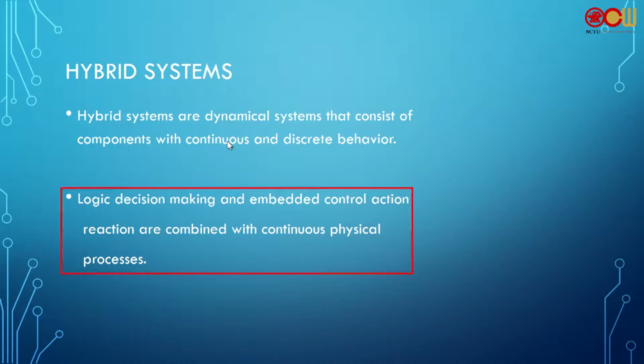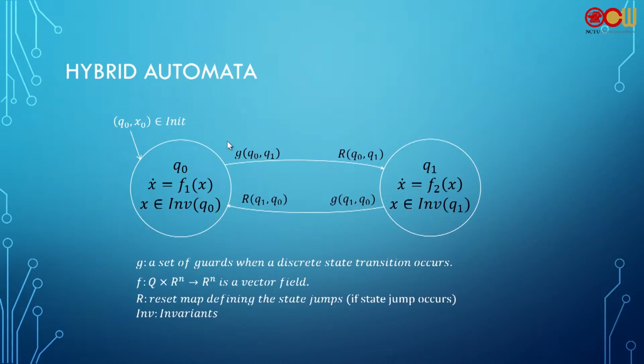There are some logic, decision making, and embedded control actions or reactions that are combined in the continuous physical process. The continuous physical process means the continuous dynamics. This logic decision making is discontinuous behavior, or discrete behavior. They might be vague, but let's give an example.